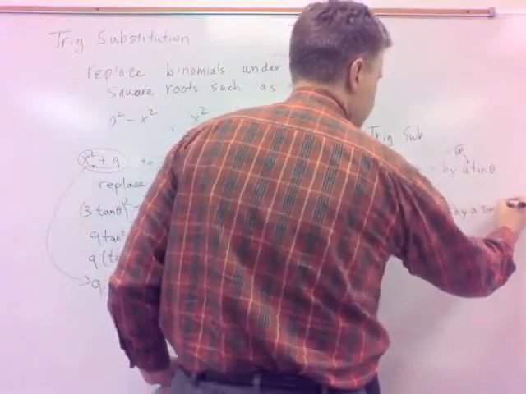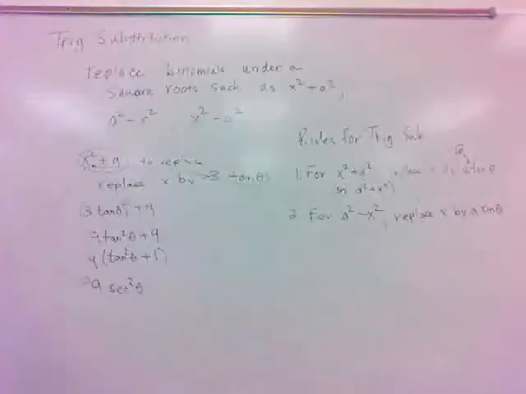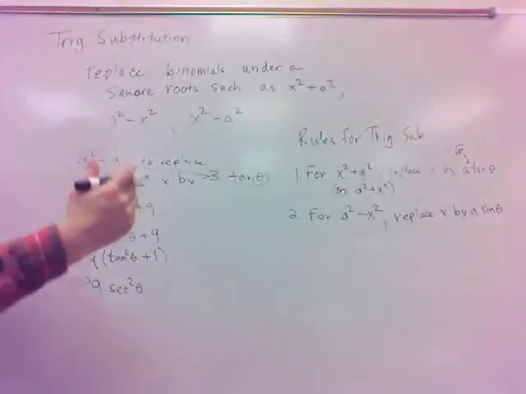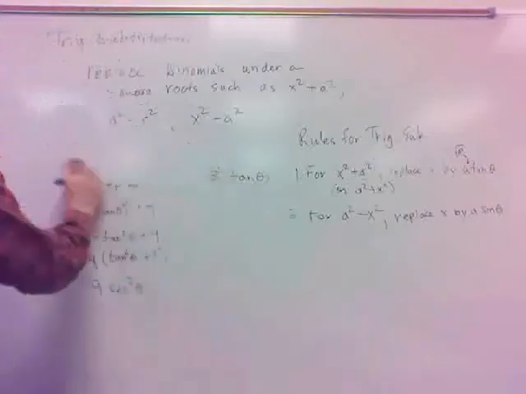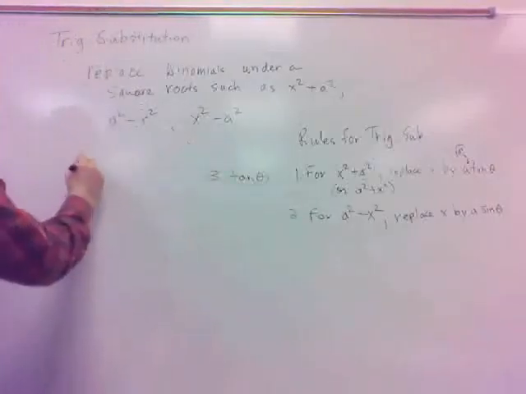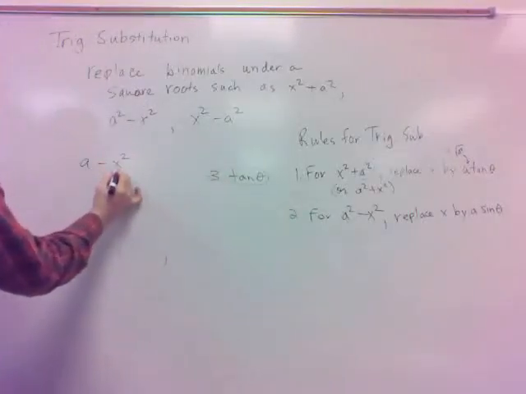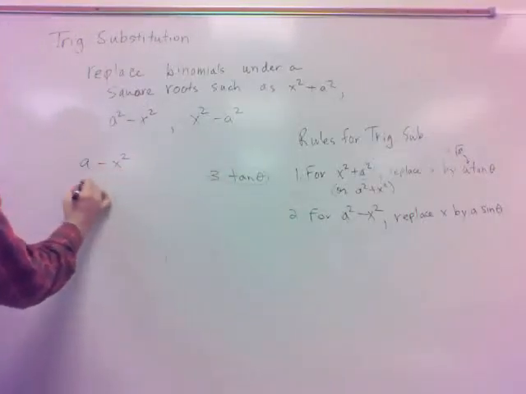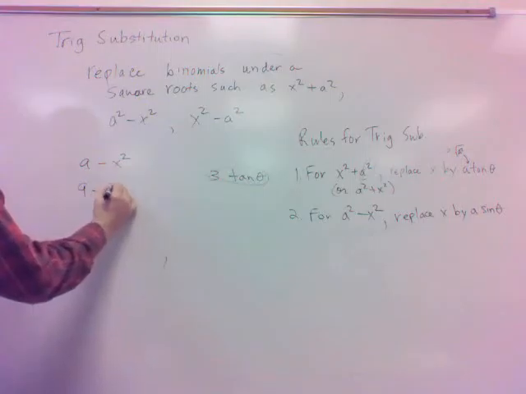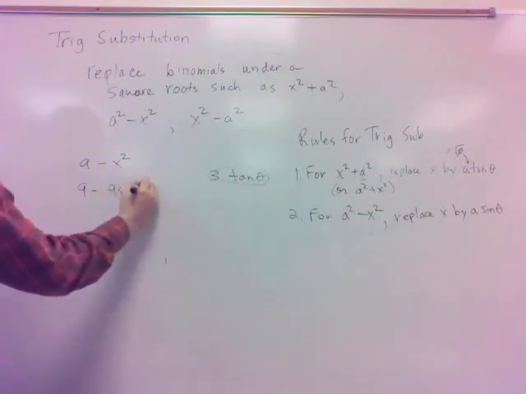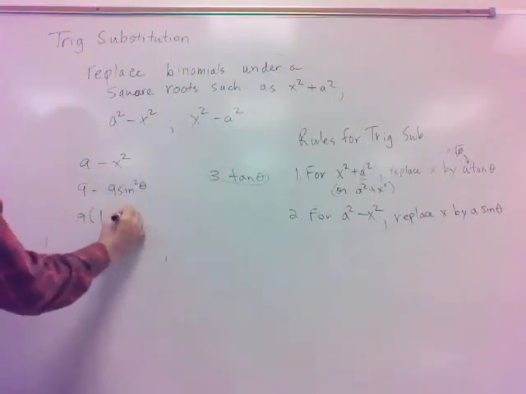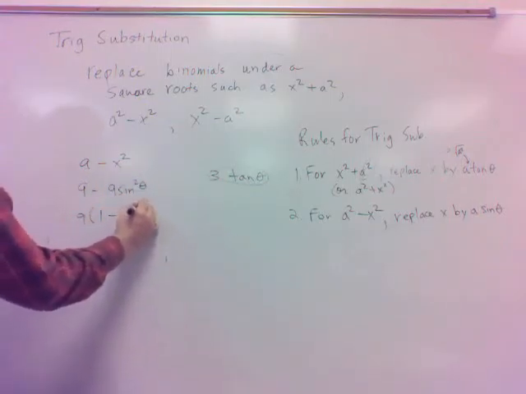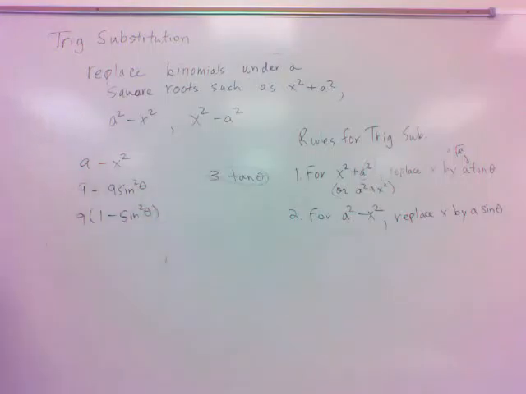And we'll see why that is. If you follow it through, like if I have 9 minus x squared, if I replace x by 3 sine theta, that would give me 9 sine squared theta. That's going to factor off a 9 and give me 1 minus sine squared, and so that becomes cosine squared. 1 minus sine squared is cosine squared. So that's why you do that.